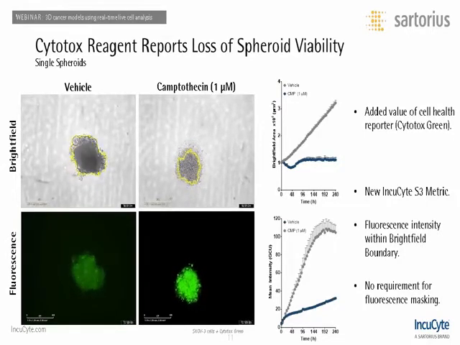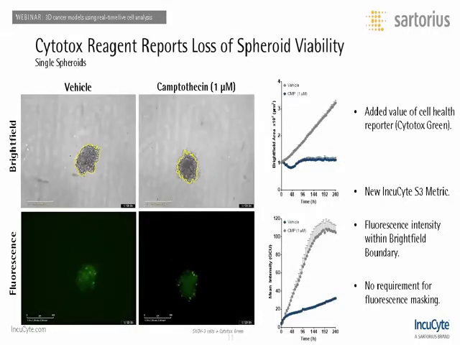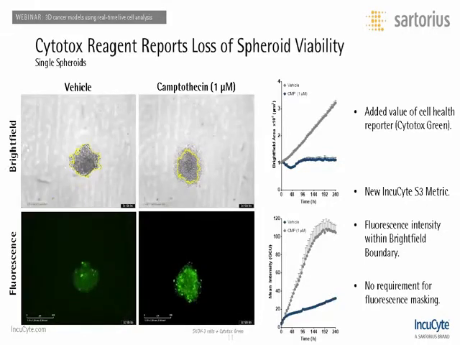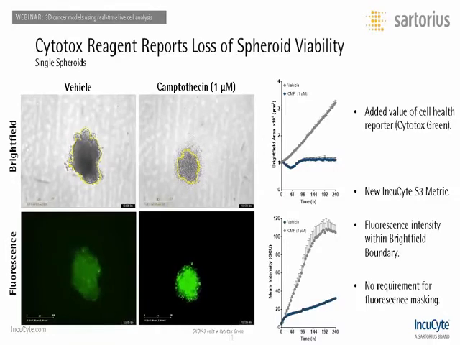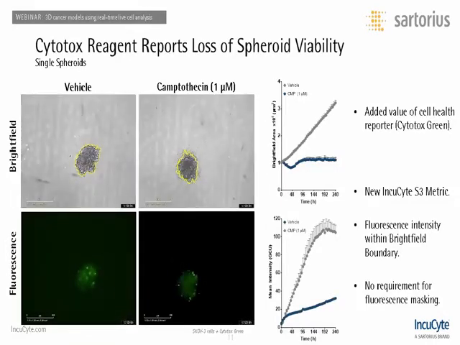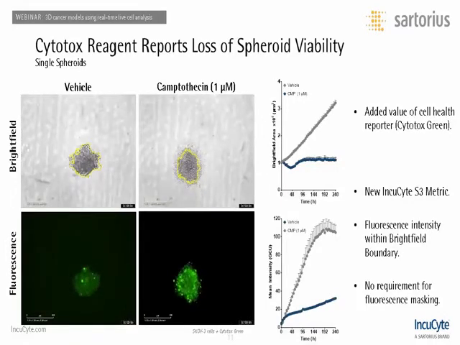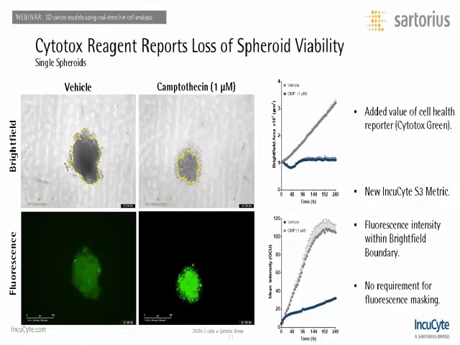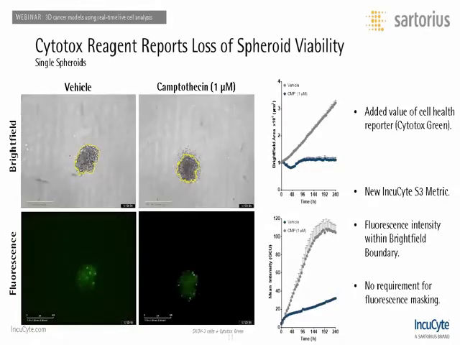Now, a new metric within the S3 specific to single spheroids and multispheroid protocols is described, and this returns the intensity of the fluorescent signal within the bright field boundary, i.e. very much with respect to the size of the spheroid. And you can see that this is verified by looking at the bottom right-hand plot, which shows an increase in the intensity of the green signal in the treated wells.